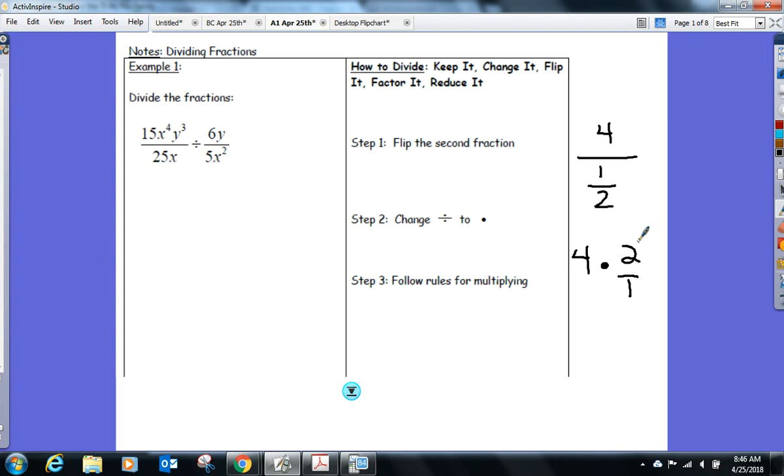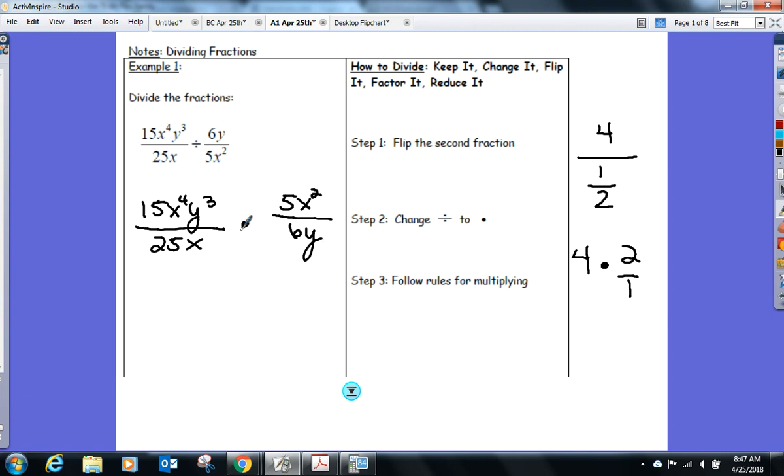And then from there, you guys multiplied for what? All yesterday, correct? Same thing. The only thing at the beginning now you have to do, keep the numerator the same, flip the denominator. Let's take a look at that first problem right there. Divide those fractions. Well, you're not doing anything yet. Do not do anything yet. You see division. I keep the first one and do what to the second? Flip the second. So 15x to the 4th, y to the 3rd, all over 25x. I am flipping the second one. So 5x squared on top, 6y on the bottom, and I'm going to change that division to multiplication.